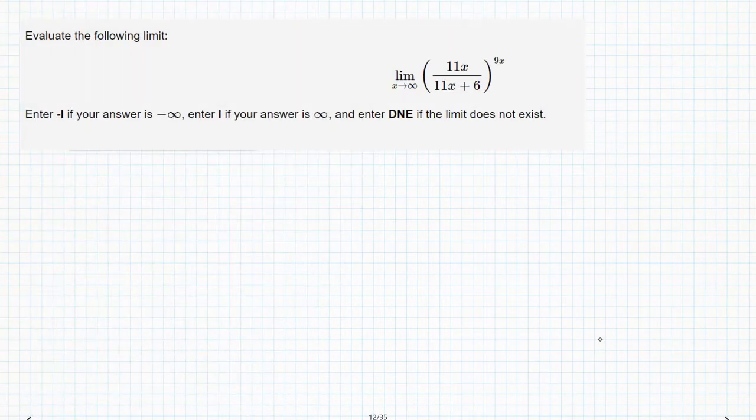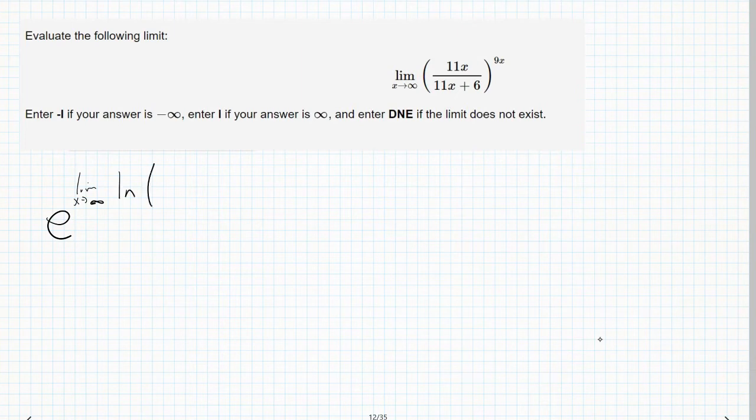Alright, so now we're getting into an L'Hopital rule where it's a little bit different than usual. In this one, we're going to need to use an e and a natural log. The reason why, the x is up in the exponent. When you plug it in, you get 1 to the infinity. That's an indeterminate form. So the way to fix that, we'll go e to the, and then we'll go limit as x approaches infinity of the natural log of 11x over 11x plus 6 raised to the 9x.